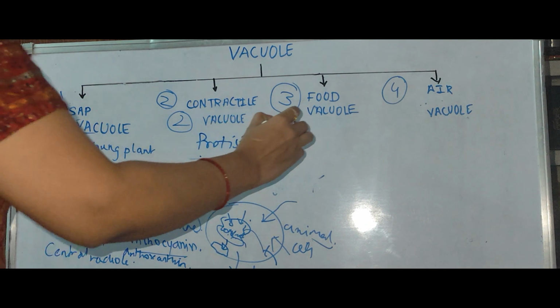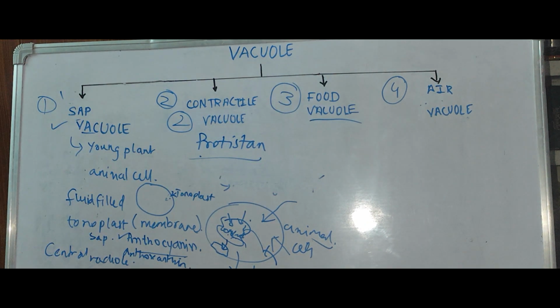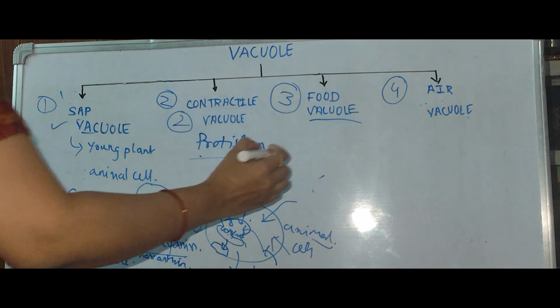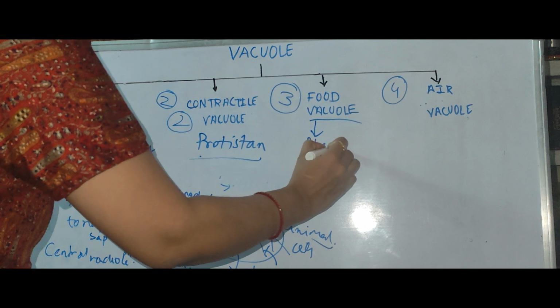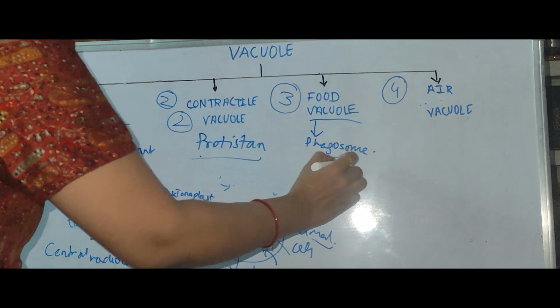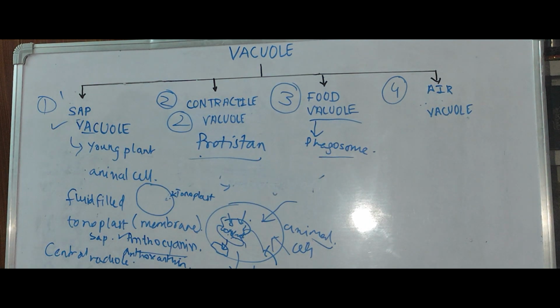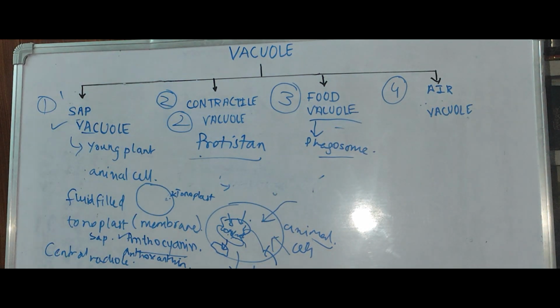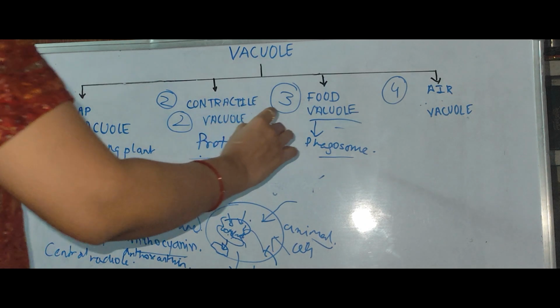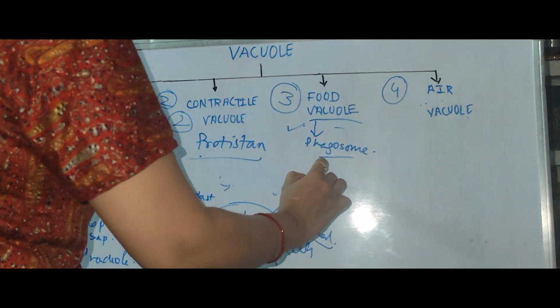Now next is your food vacuole. We have also studied food vacuole in lysosome. Food vacuoles are also known as phagosome. When the phagosome combines with the lysosome, it is known as food vacuole. Generally it contains the food material or solid material which is utilized by the cell as food. So these phagosomes are generally found in protozoa.